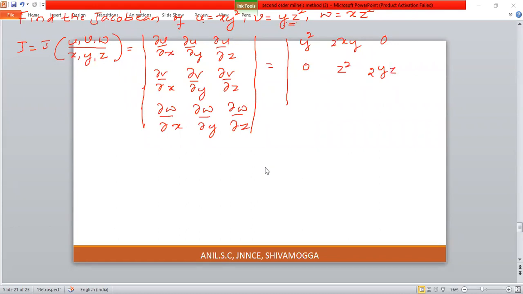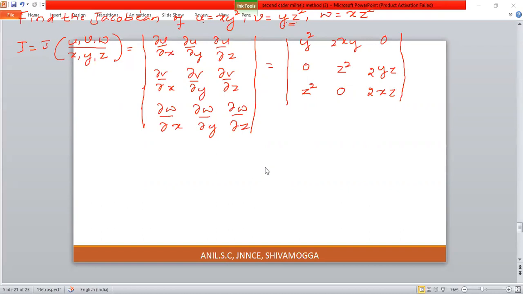Now, the third row. You tell me the derivatives. Del w by del x: z square. Del w by del y: 0, yes, there is no y here. Therefore, both x and z are constants. Next, del w by del z: 2xz. That's right.